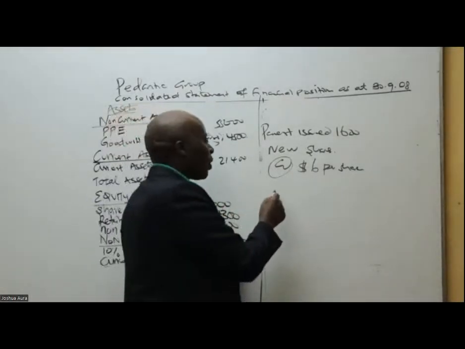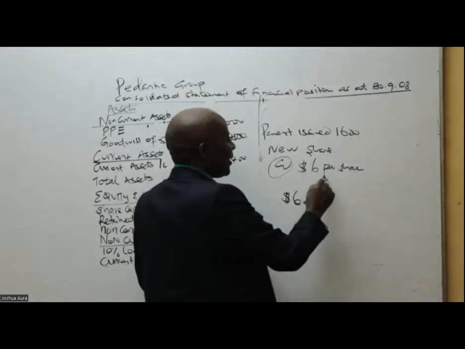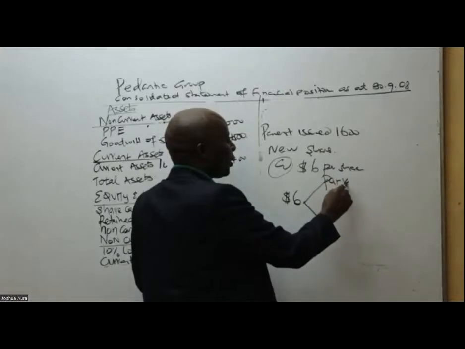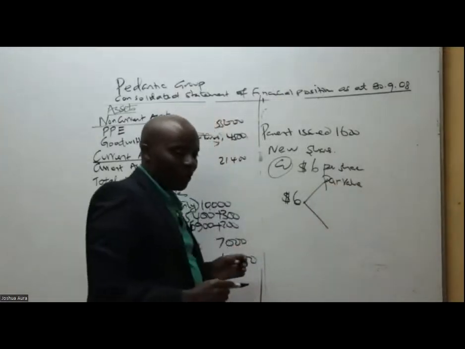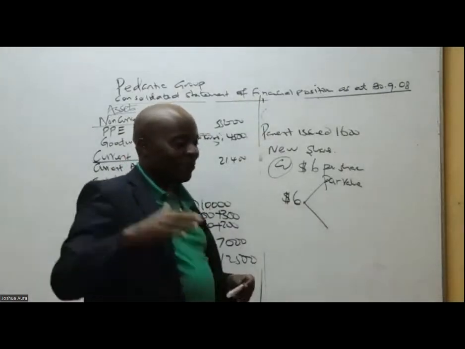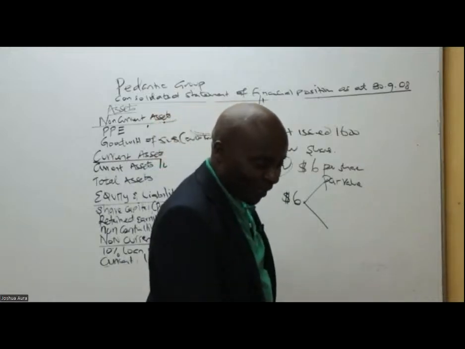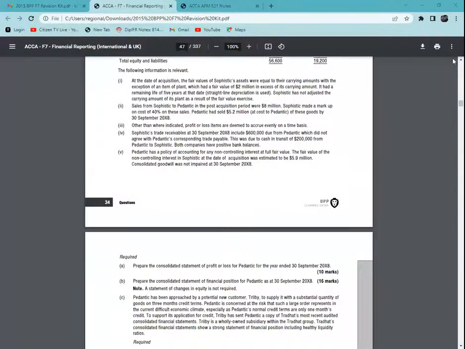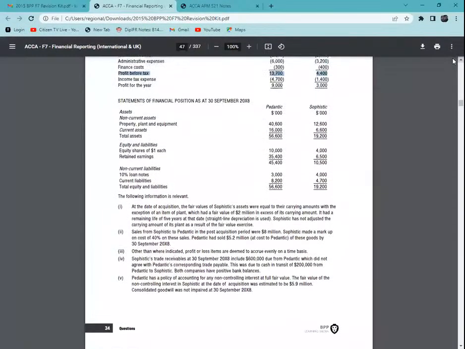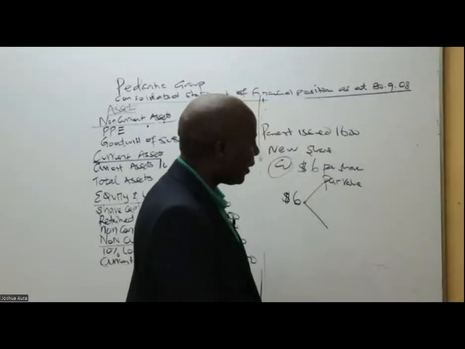But now remember that this $6, ladies and gentlemen, has two components. Is there anybody who can remember from our balance sheet what the par value is? It's 1. So the par value is 1, from the balance sheet. Thank you.